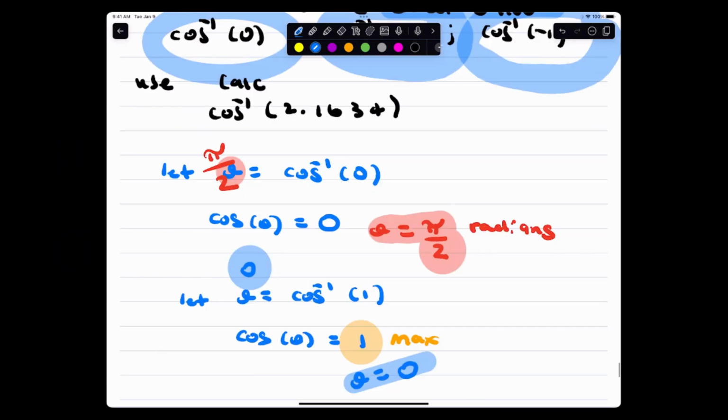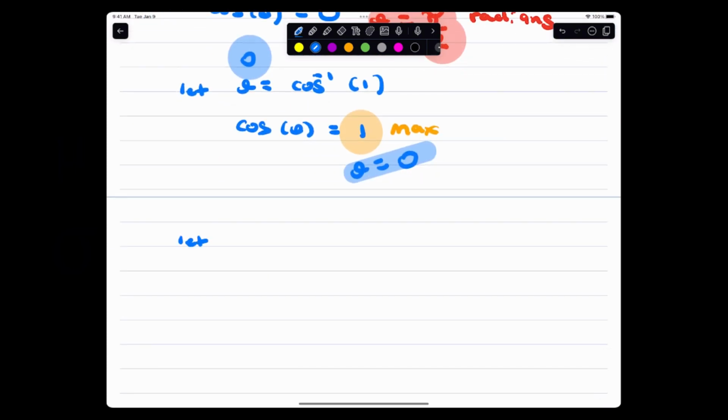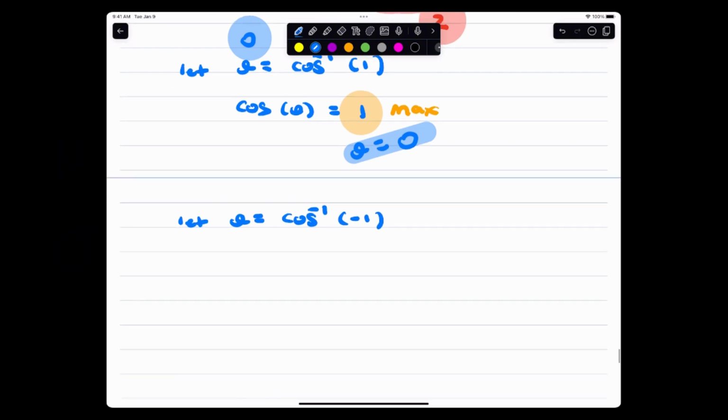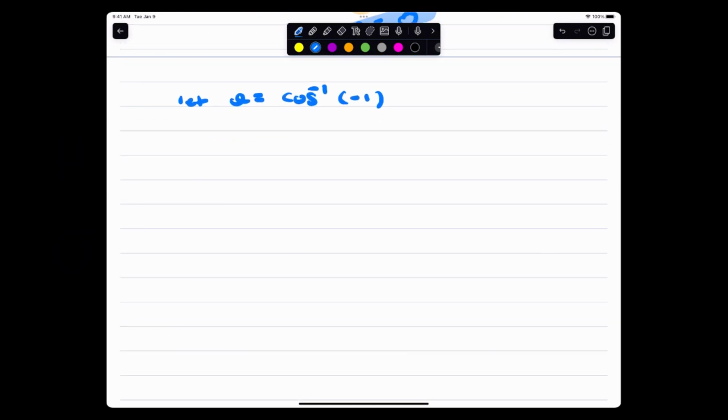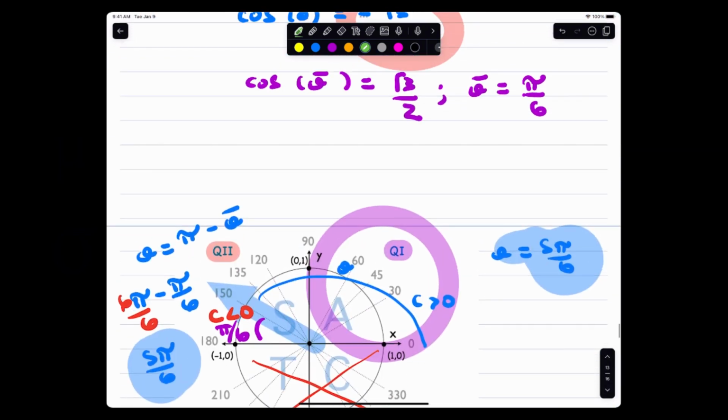Okay, same process. You're going to let theta be the inverse cosine, right? Theta equals inverse cosine of negative 1. Use the definition of the inverse cosine. Cosine theta is negative 1. This is where cosine has what? A minimum value here, right? You want it to be a minimum. So it's a minimum, negative 1.